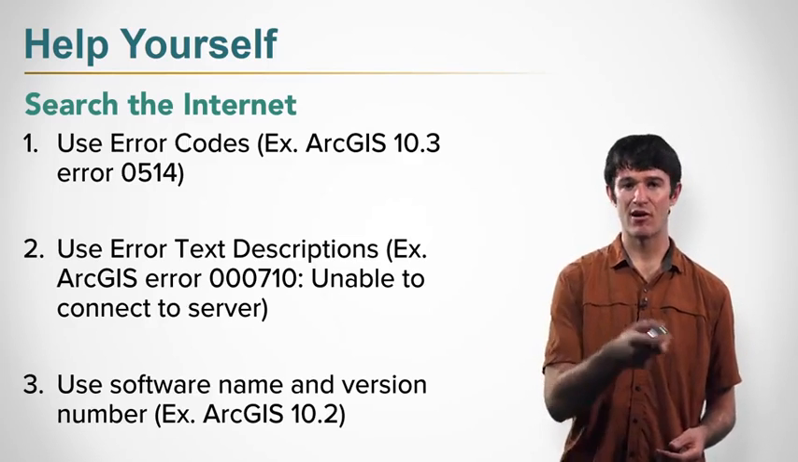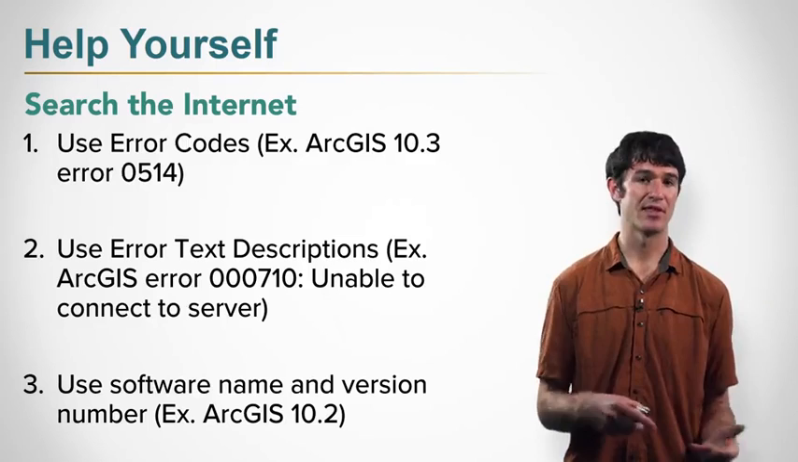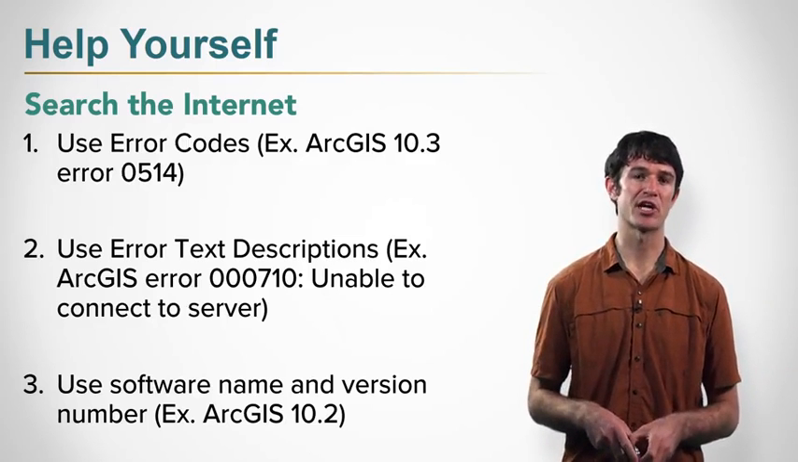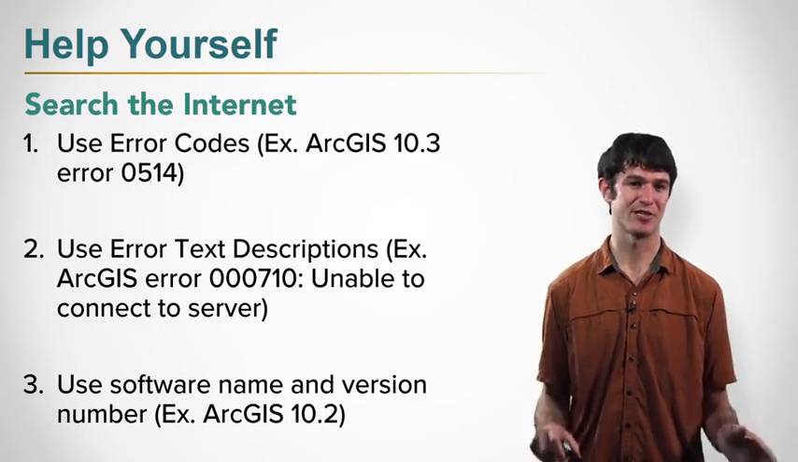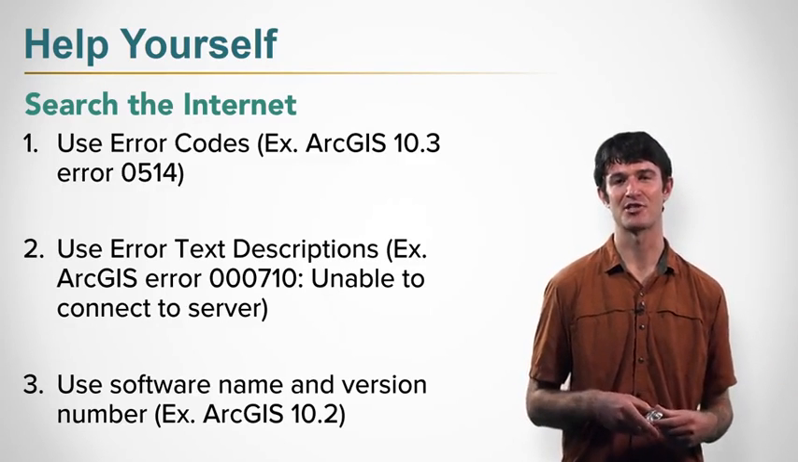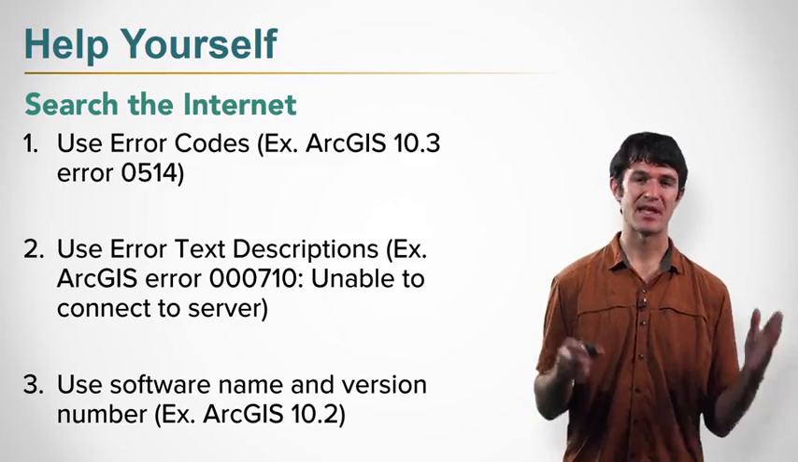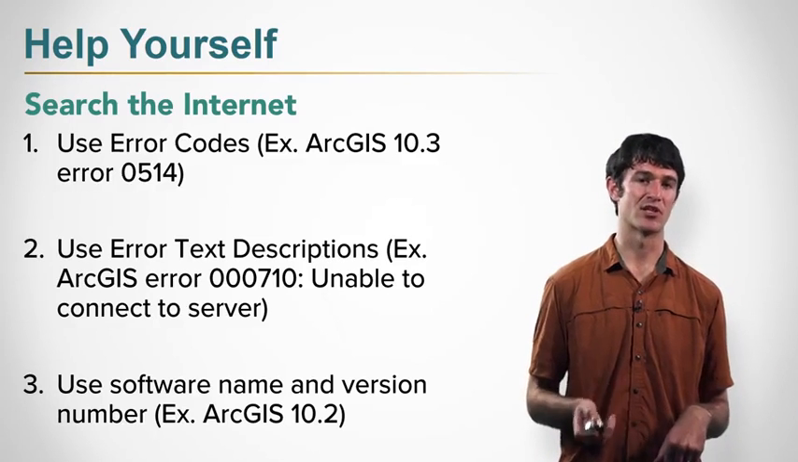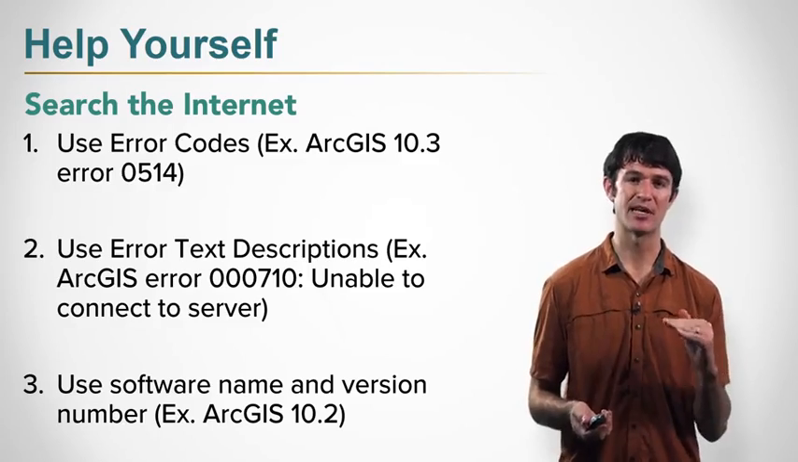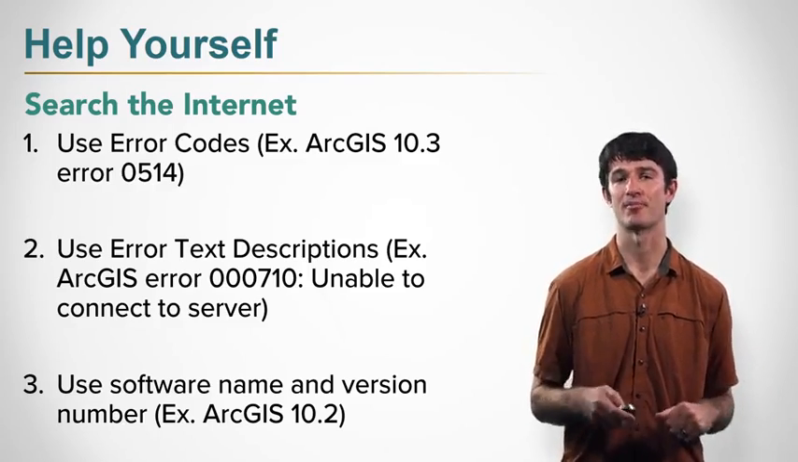And then if you get an error code, it often helps in ArcGIS to put error, then error code, and then the text description. So that bottom one there, ArcGIS 10.3, error 000710. Make sure to put those leading zeros because that's the full error code in ArcGIS. It'll be a better search term. Unable to connect to the server. That's the full description that error code gives you. And that's going to bring up the ArcGIS documentation page for error 000710 and tell me exactly what's going on.